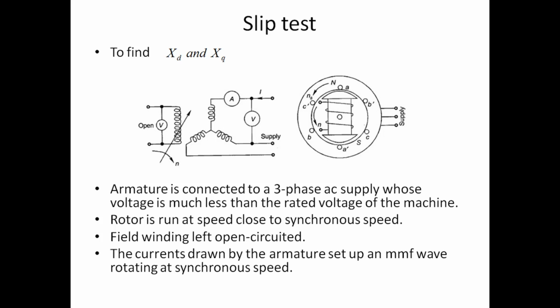Before that, we should understand why we are conducting this slip test to find Xd. We cannot measure Xd and Xq directly because these reactances are fictitious reactances. If it is an armature resistance, we can measure Ra directly, but reactances we cannot measure. That is why we are conducting the slip test, especially to find Xd and Xq.